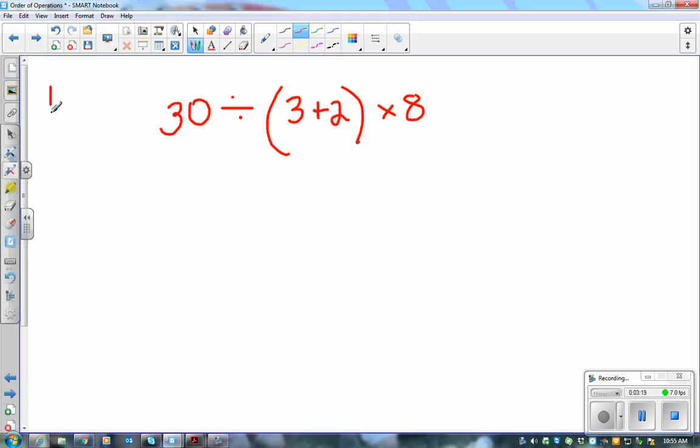So if I go through my please excuse my dear Aunt Sally, I do whatever's in parentheses first. And so if I look here, I see that 3 plus 2 is first. So that's going to be 5. I bring everything else that I haven't used down and rewrite the expression.